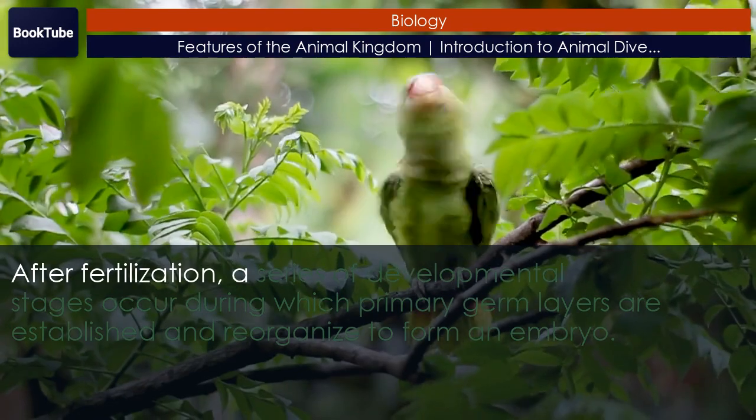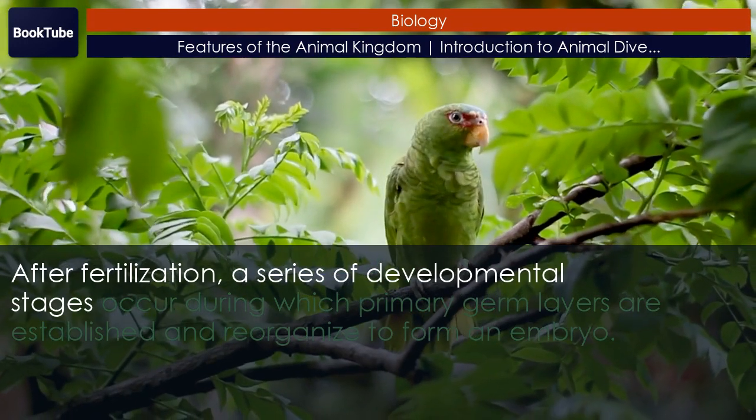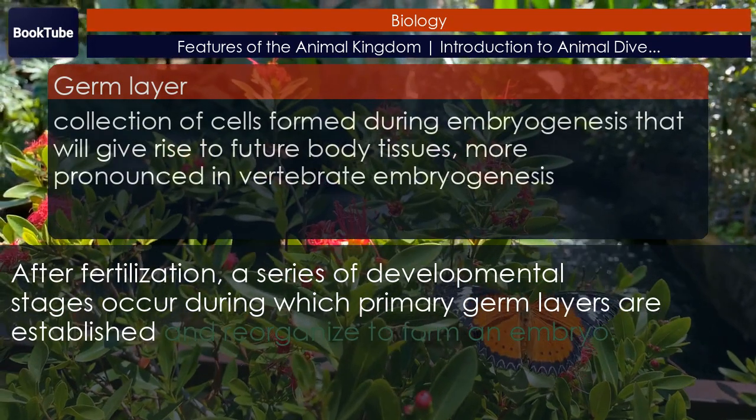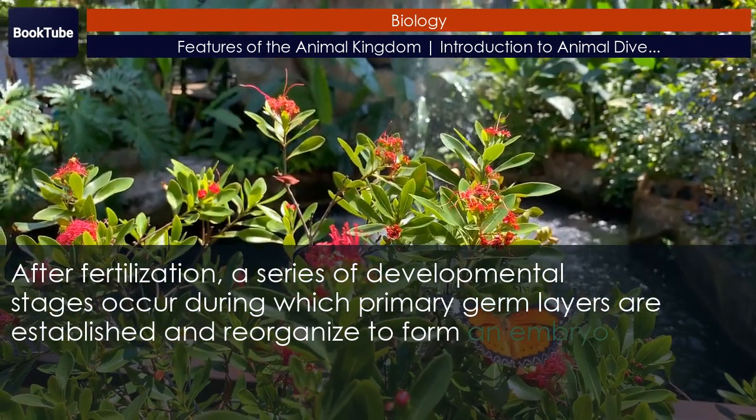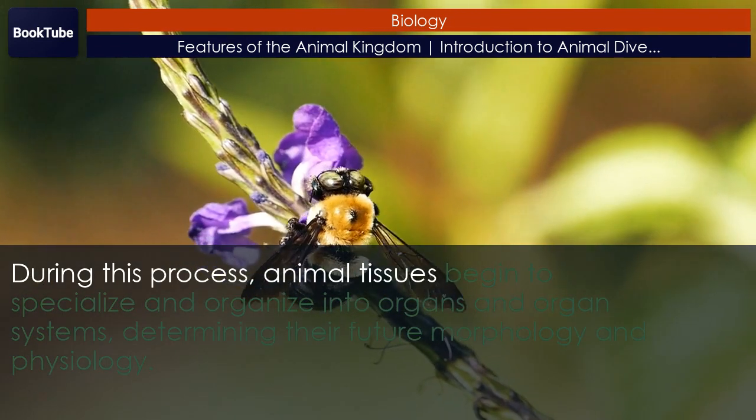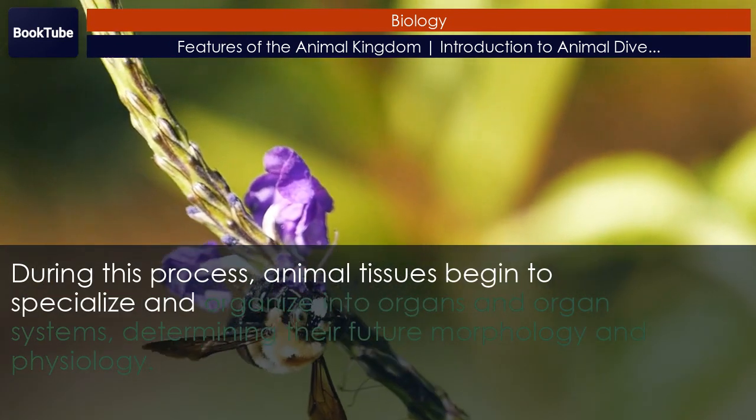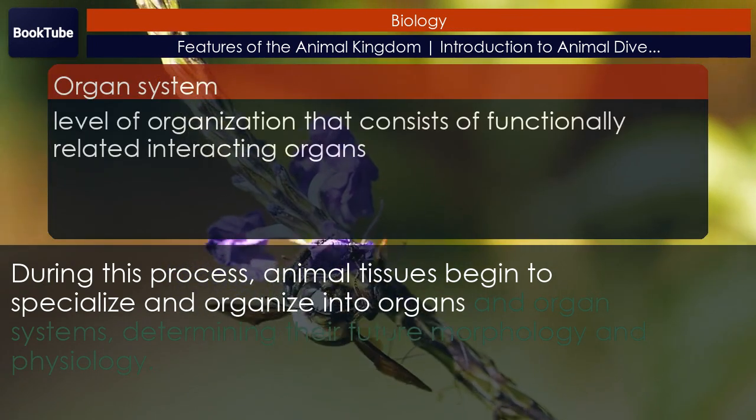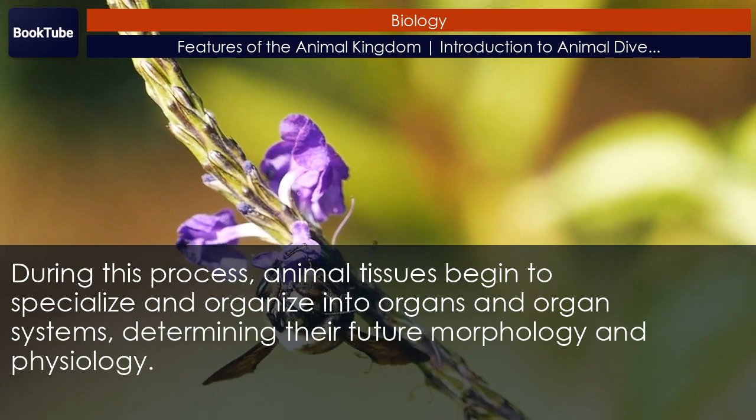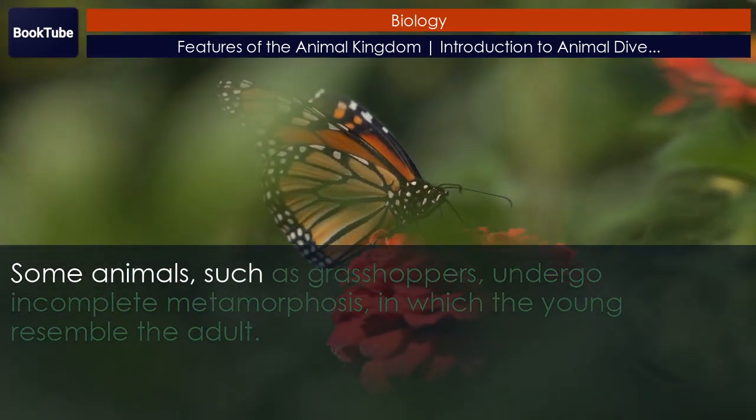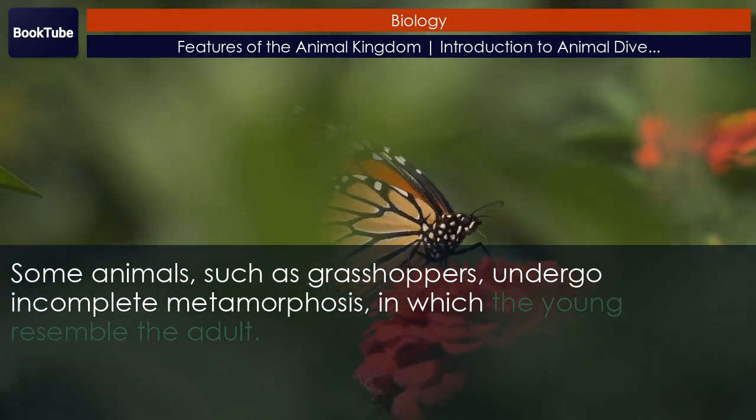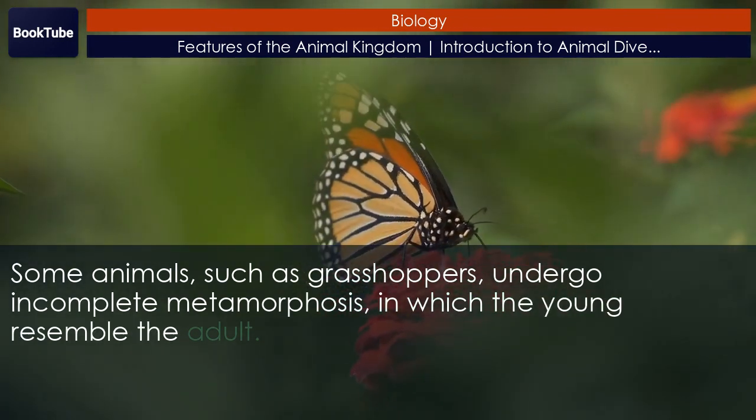After fertilization, a series of developmental stages occur during which primary germ layers are established and reorganized to form an embryo. During this process, animal tissues begin to specialize and organize into organs and organ systems, determining their future morphology and physiology. Some animals, such as grasshoppers, undergo incomplete metamorphosis, in which the young resemble the adult.